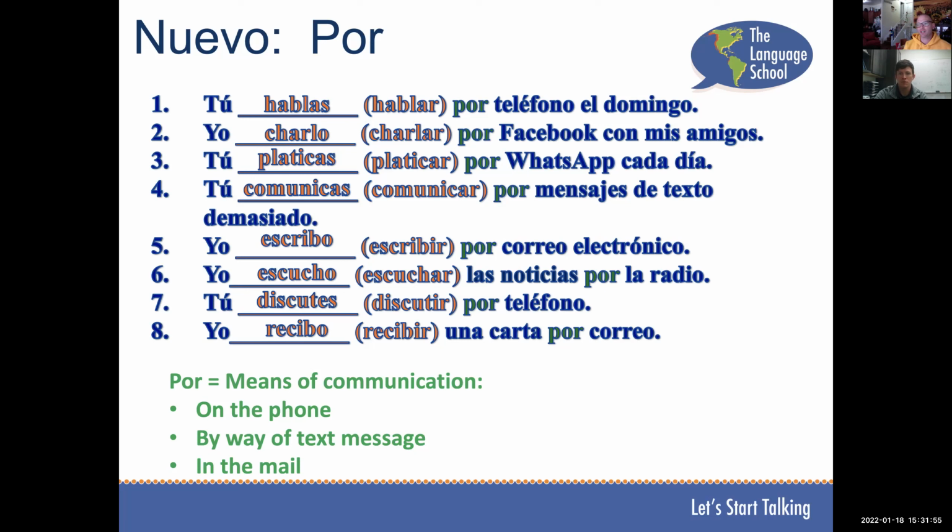And this word por, we can apply to a certain area, right? Here we're seeing it used to express some type of means of communication, whether it's talking on the phone, chatting on Facebook, communicating by way of text message, or getting something in the mail. So it's just like a connector word. I don't expect you to be able to use this so much as to understand that this will be an area where you have to get used to a little bit of ambiguity with the language, right? Eventually in time, it'll come to you. So this is just a brief introduction to this word por.